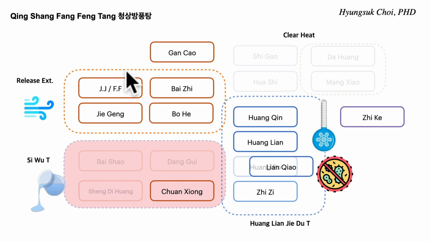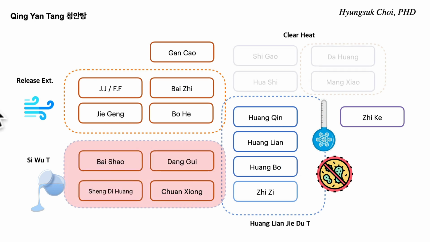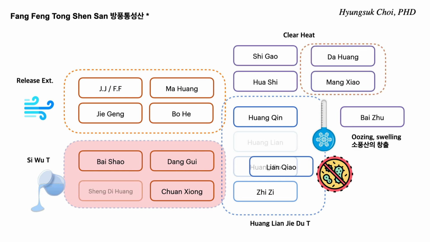This is Qing Shang Fang Feng Tang. So this Qing Shang Fang Feng Tang is more focused on releasing exterior compared to Qing An Tang. And Qing An Tang has more nourishing yin property than Fang Feng Tong Shen San. And Fang Feng Tong Shen San has a very special part of herbs clearing Yangming heat. So when the patient has constipation and thirst, this is the best formula among these three.